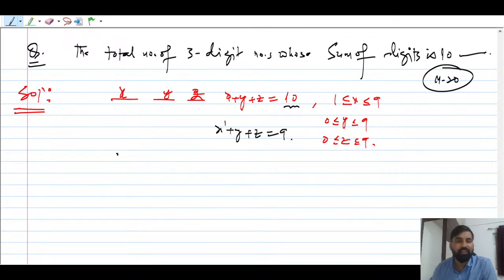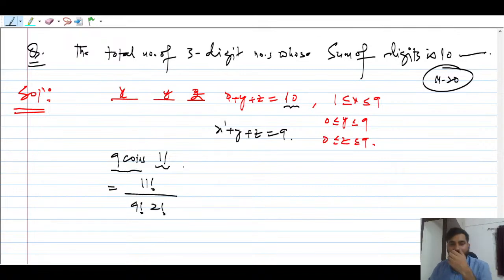9 coins. So you can say that there are 9 coins. And how many beggars are there? There are 3 beggars. You just put two sticks. So you can say that this is 11 factorial by 9 factorial and 2 factorial. Okay, understood? This is very important to keep in mind.